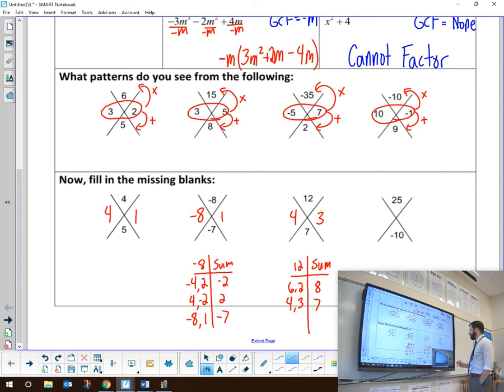Okay, our last one here, 25 and negative 10. I'm going to make my T-chart off to the side. We're going to have 25, and then we're going to look at what the sum of those are.